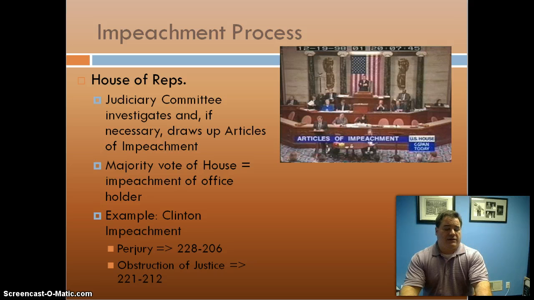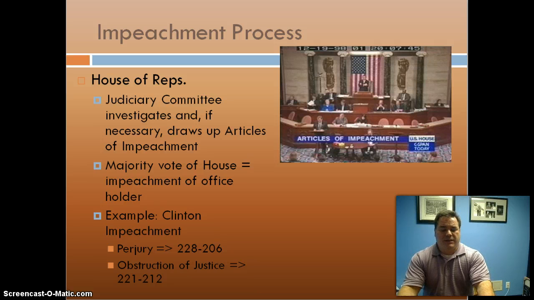Again, remember, the House of Representatives is the chamber of majority power. All you need is a majority vote to get an impeachment. So it's a relatively low threshold to get these charges against somebody adopted. Okay, and remember, that's all an impeachment is. The impeachment is the charges of misconduct. That doesn't mean you automatically remove the person from office. It's a two-step process.